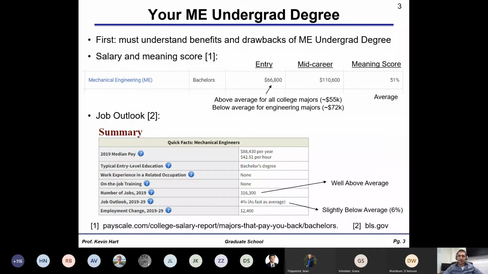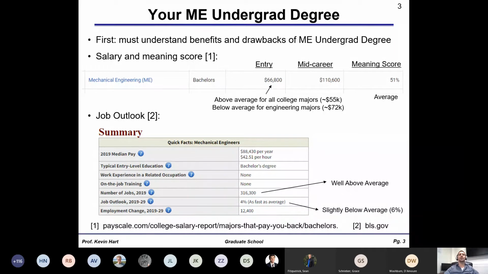And, chuckles aside, the ME degree is very, very powerful. Here is information from just payscale.com, which is a website that accrues a bunch of this information. It says your entry-level salary is above average for all college majors and below average for engineering majors. That's just the nature of the ME degree. Your meaning score for an ME undergraduate degree is 51%.